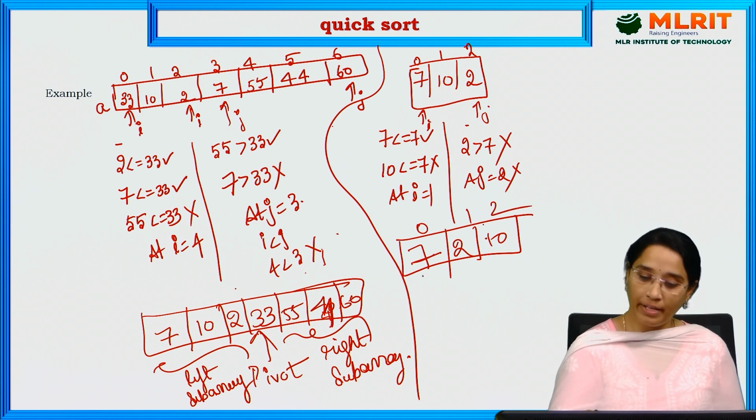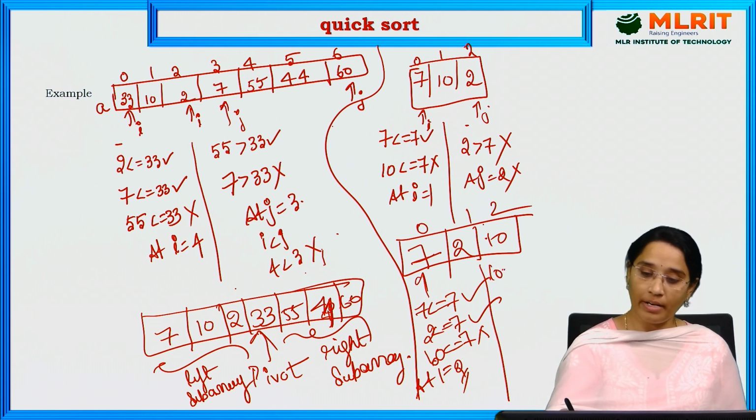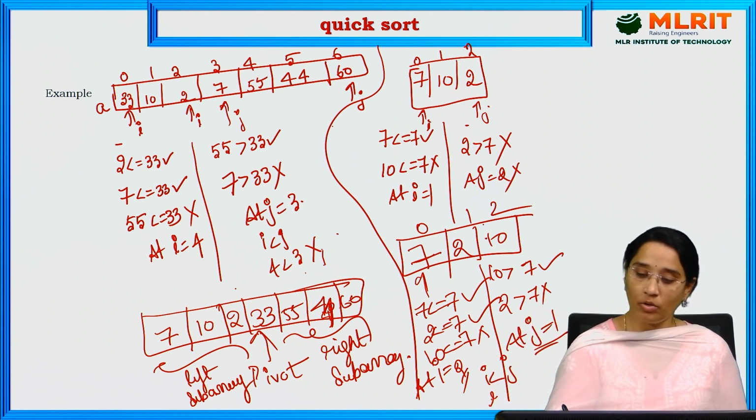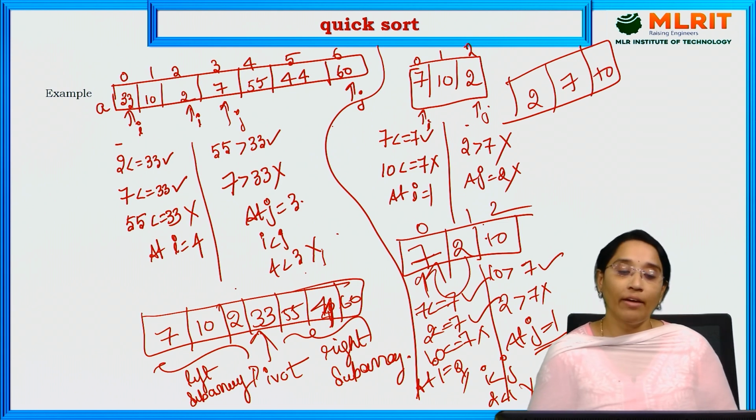So again you will take this one as your pivot value. 7 less than or equal to 7, condition true. 2 less than or equal to 7, condition true. 10 less than or equal to 7, condition false. At i equals 2, it failed. Next, 10 greater than 7 true, 2 greater than 7 false. At j equals 1. So i less than j: 2 less than 1, condition false. So swap j with the pivot. After that your array is 2, 7 and 10. So the left array is sorted.